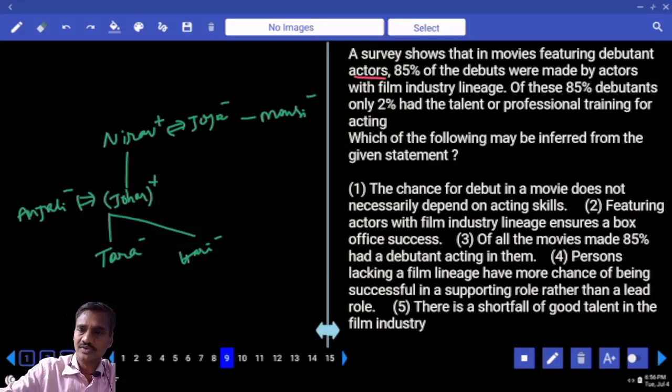85% of these debutants were made by actors with filmy industry lineage. That means they have filmy background. And of these 85% debutants, only 2% have the talent or professional training for acting.